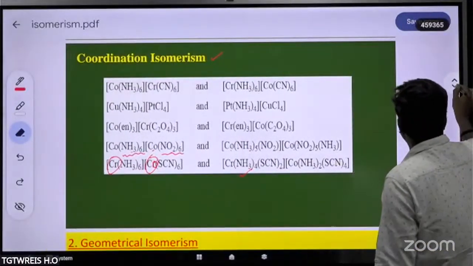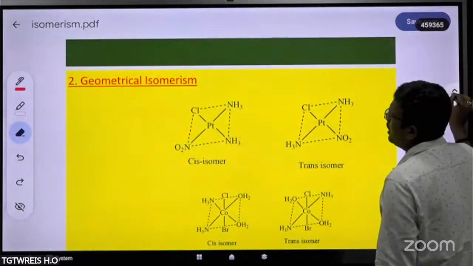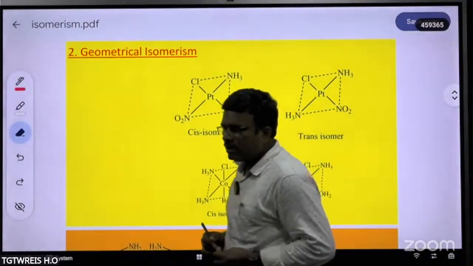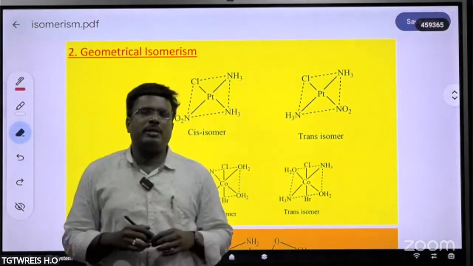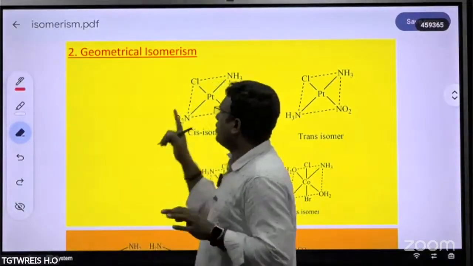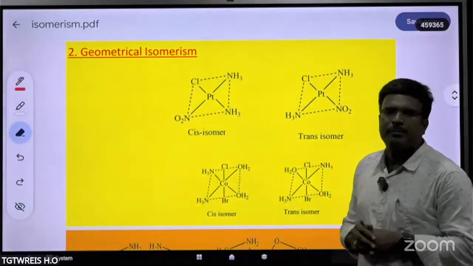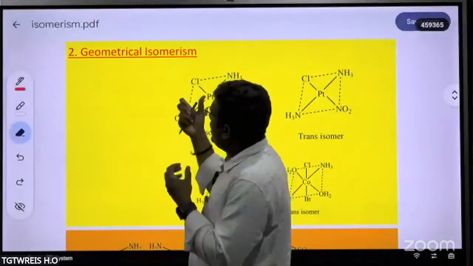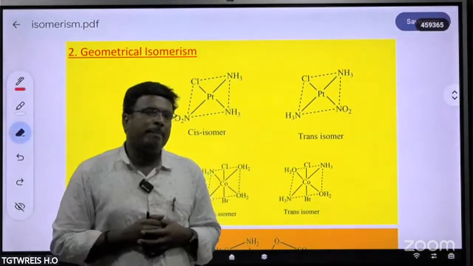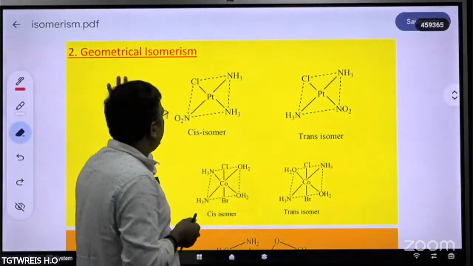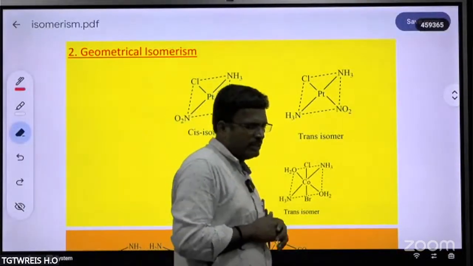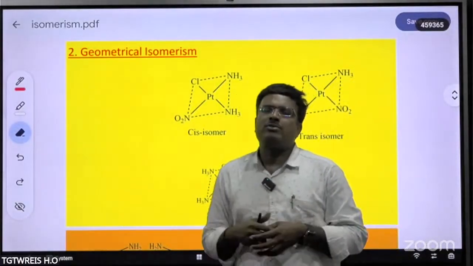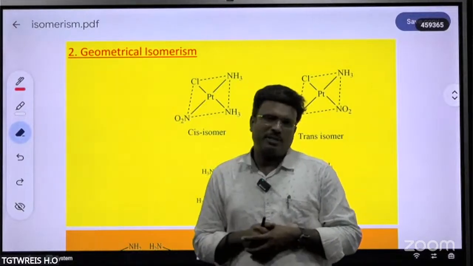So the next one, second one, is geometrical isomerism. In d-block elements, 2 types of isomerism are shown. Number 1, structural isomerism. Number 2, geometrical isomerism. Okay, so geometrical isomerism, so your geometry. Geometrical isomerism again shows 2 types: one is cis-trans isomerism, another one is optical isomerism.